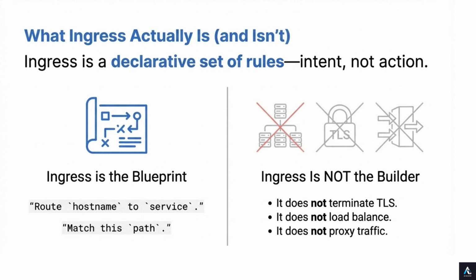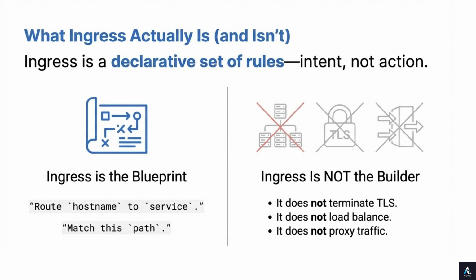That's why it helps to think of Ingress as intent, not action. It's much closer to architectural drawings than to a running system. The drawings describe the structure and the behavior you want, but they don't actually build anything on their own. And that distinction matters because Ingress itself doesn't terminate TLS, it doesn't load balance traffic, and it doesn't act as a proxy. What Ingress really provides is a specification for routing, a blueprint that defines how traffic should behave at the edge of the cluster.